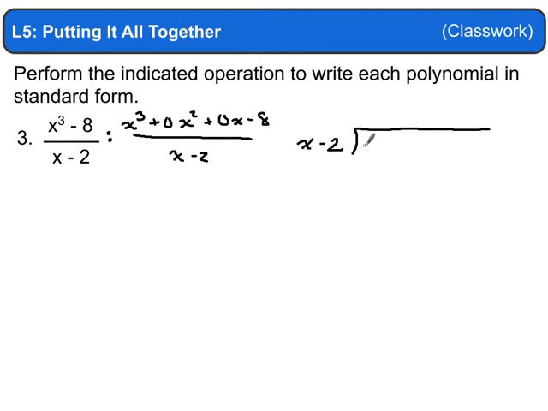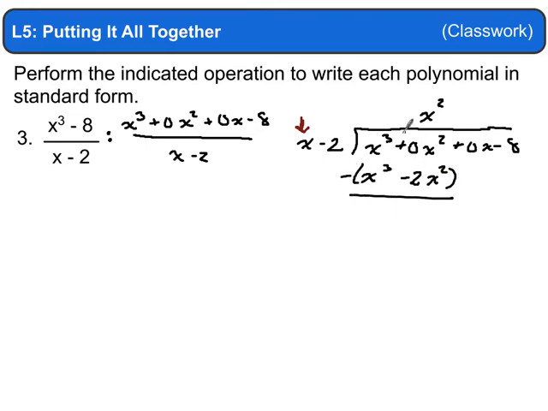We draw our line. We've got x to the third plus 0x squared plus 0x and then minus 8. Remember, we always divide with this very first term here in the front. So x goes into x to the third, x squared times. We do the distributive property, so we get x to the third, and then minus or negative 2x squared. These cancel, so 0 minus negative 2 is 2.